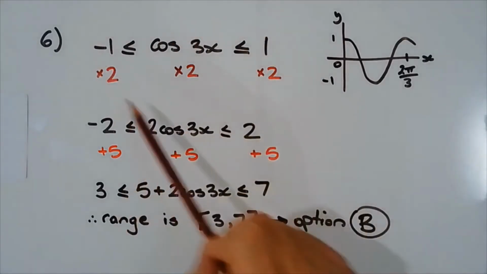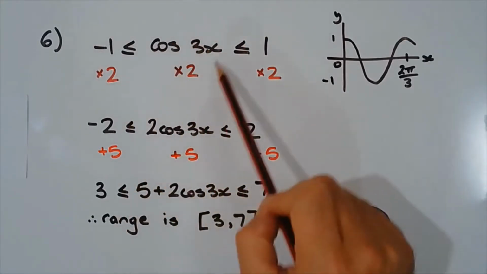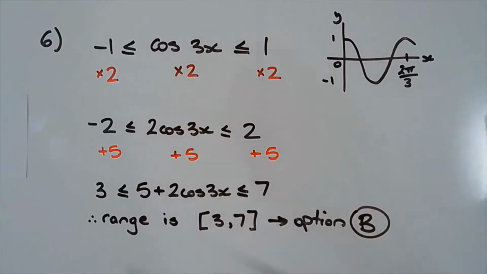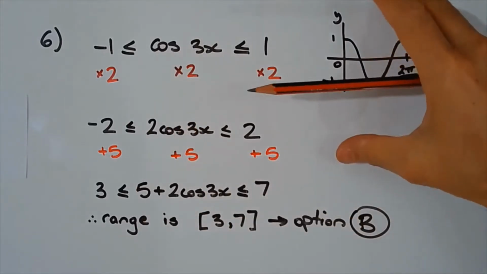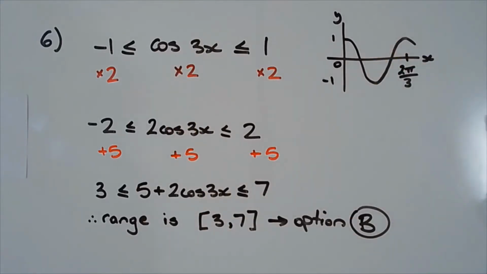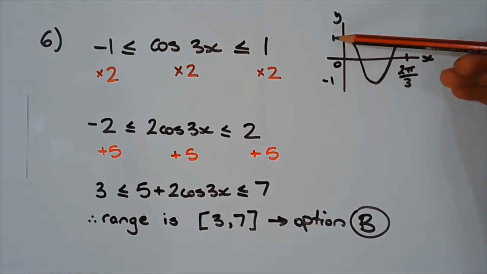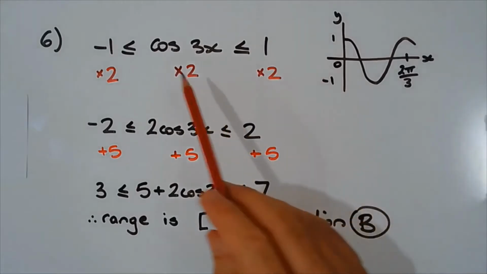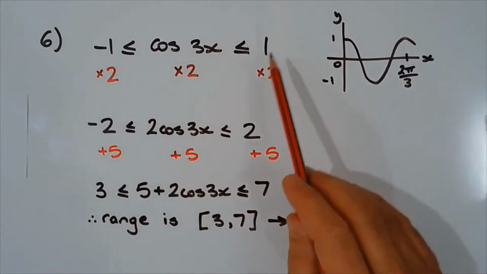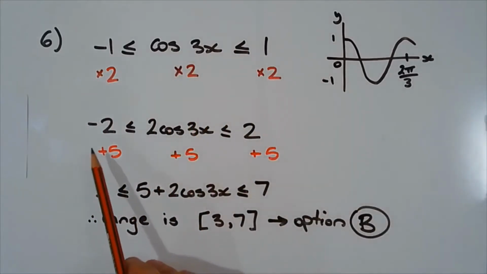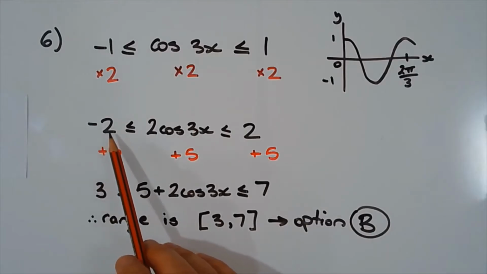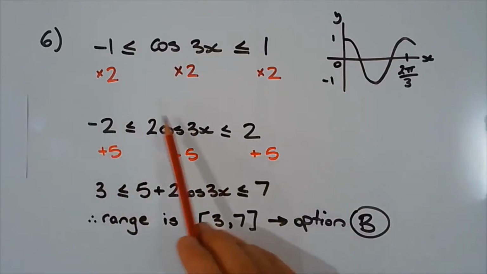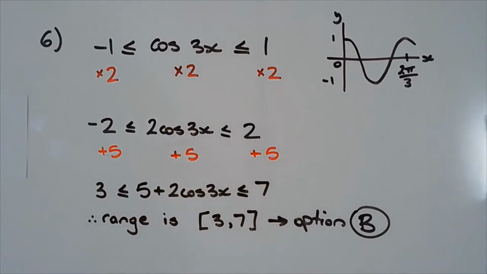So if it's set up as an inequality, if we multiply cos 3x by 2, that dilates the curve, or amplifies the curve, by a factor of 2. So instead of the range being from -1 to 1, the range will be from -2 to +2. So multiplying each of the terms of this inequality by 2, we end up with the range being from -2 to +2 for the function 2 cos 3x.